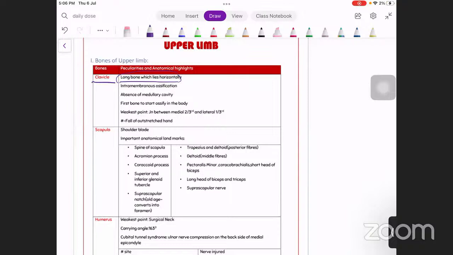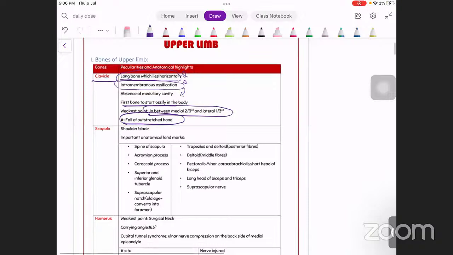Okay, now speaking about the clavicle, it is the only long bone which lies horizontally, people. And the clavicle is the only bone which possesses intramembranous ossification. That means it does not have any medullary cavity. The clavicle is also the first bone to start ossifying in the body. And the weakest point of the clavicle is the junction between the medial 2/3 and lateral 1/3.